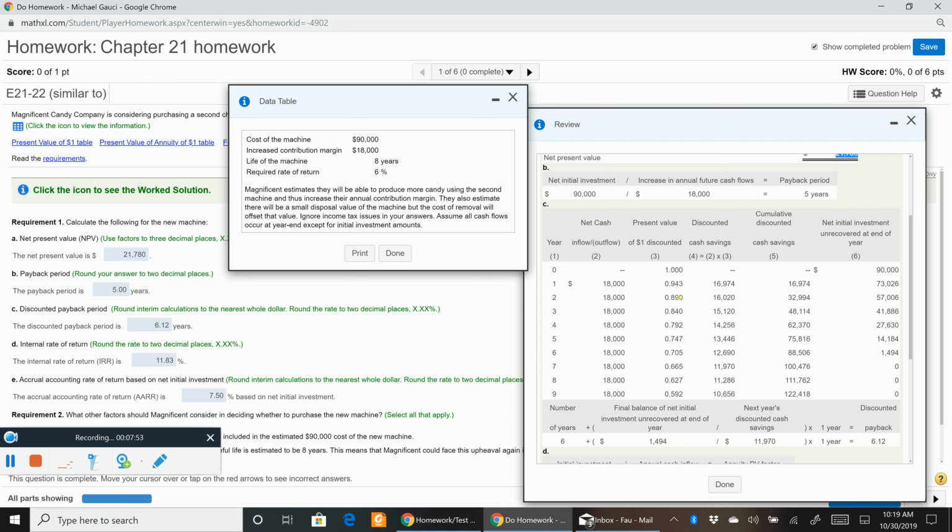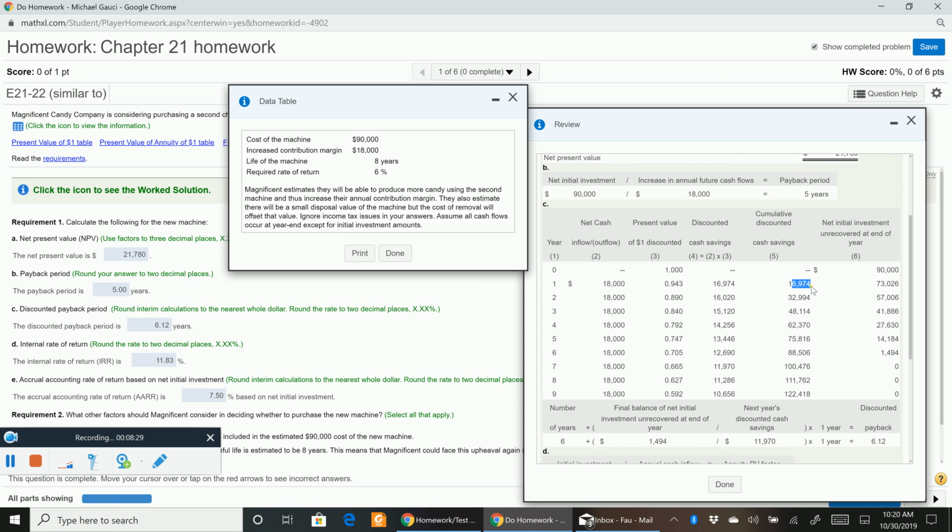Under period 1, you can see the factor is 0.943. So if we take the 18,000 and multiply it by 0.943, you get 16,974. And that will be the cumulative amount since it's period 1. Subtract that from the 90,000, you'll get 73,026. In year 2, same 18,000, but if I look at the factor under the 6% column, period 2, I get 0.89. If you multiply 18,000 times 0.89, you'll get 16,020.